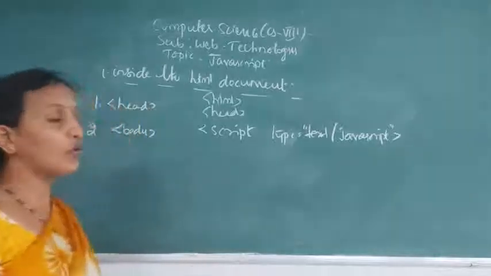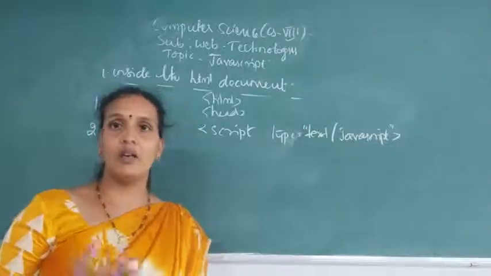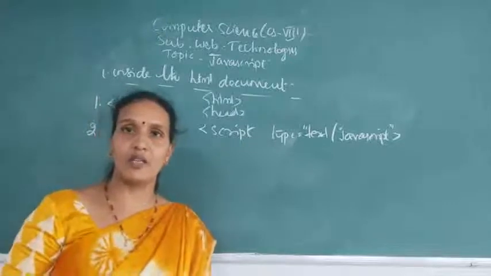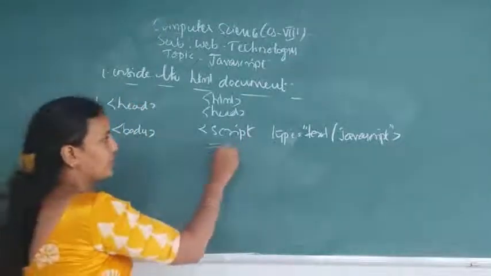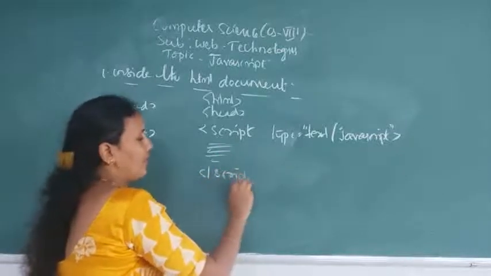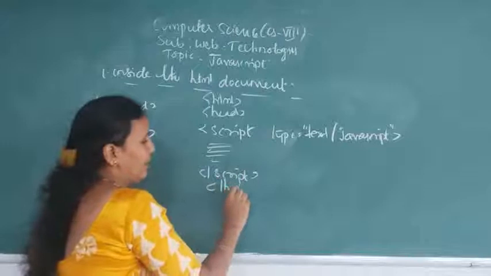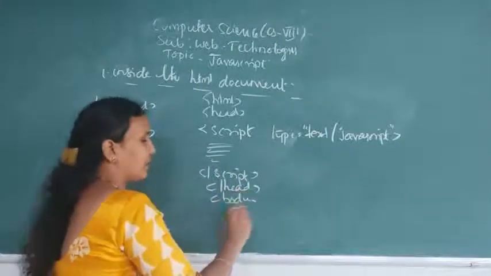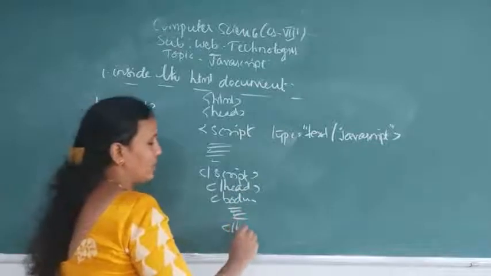Okay, so whatever JavaScript code you want to write, that will go here. This is the code. And close the script and close the head. Next, open the body. Whatever content is there, you write. Close the body, close it.